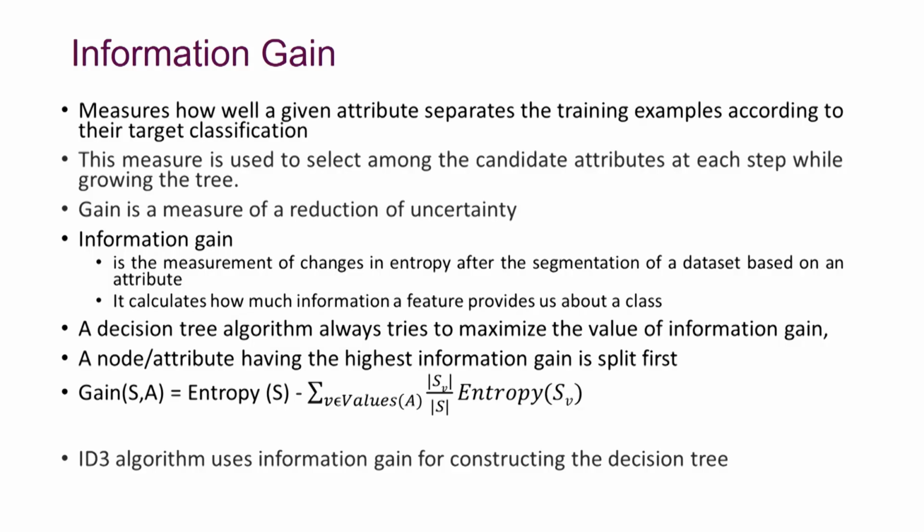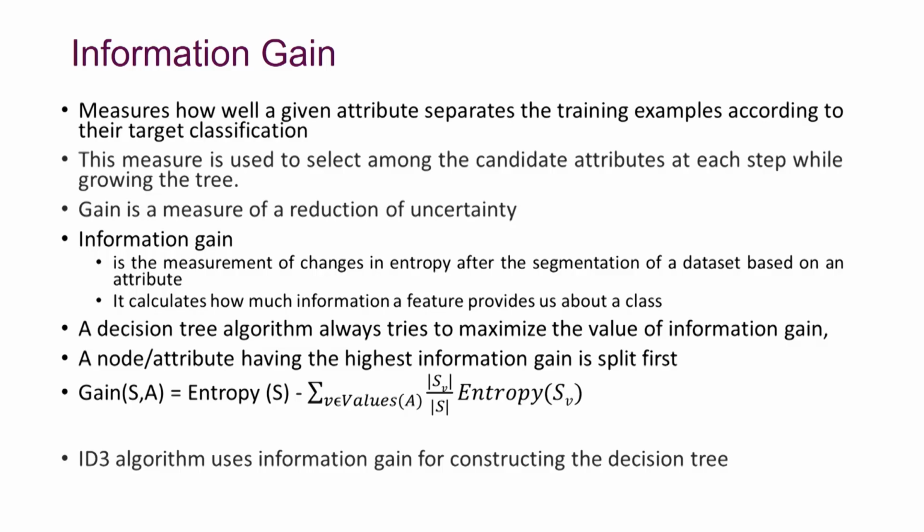In this case, we can say this measure is used to select the best among the different independent variables, the best independent variable, so that when we use that independent variable, we may get better nodes, better subnodes, or more pure nodes. So, here information gain. So, first of all, gain. Gain is a measure of reduction of uncertainty.